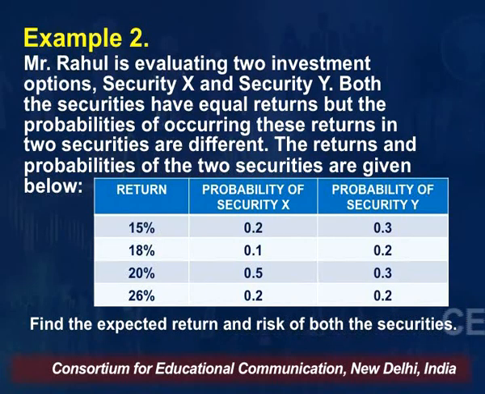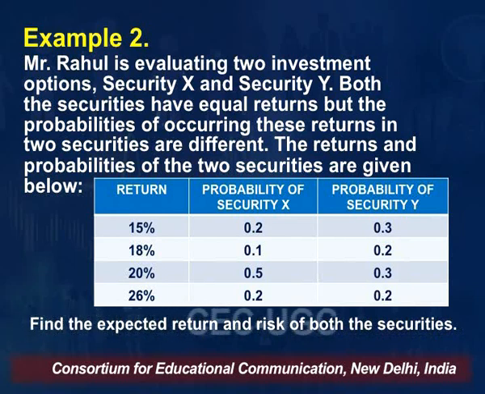Let me take you through one more example. So Mr. Rahul is evaluating two investment options, security X and security Y. Both the securities have equal returns, but the probabilities of these returns occurring in the two securities are different. The returns and probabilities of the two securities are given below, right.